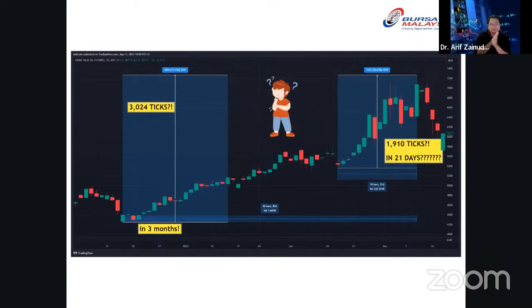For example, in last year, 2022, FCPO went up 3,000 ticks in 3 months. From I think it was December all the way until March, it went up 3,000 ticks, and in about 21 days, it went up 1,910 ticks. How much money is that? If you convert it to ringgit, in terms of ticks, 1,900 times 25 ringgit, how much do you get? It's literally a quick rich money scheme, in less than 3 weeks. What was the cause for the sudden rise at that time? It was the Russia-Ukraine war.